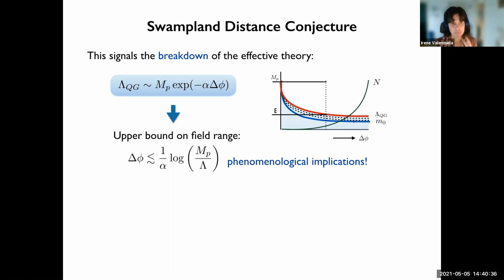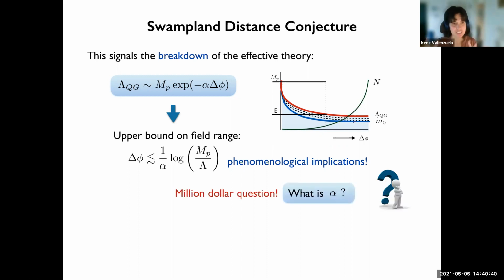Now, in order to be precise, as I said, the $1 million question here in the conjecture is to determine what this alpha is, what is the exponential rate of the tower. Okay, so how fast it becomes light. And this is essential before concluding whether Transplanckian field ranges are ruled out or not, because it all depends on this number.